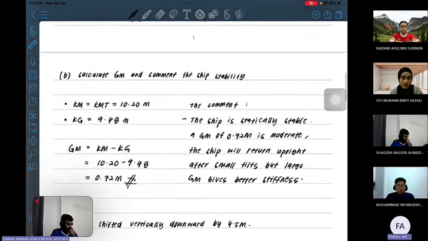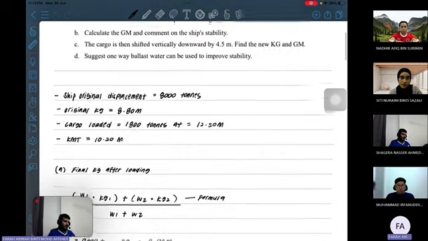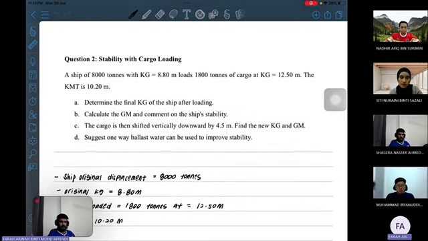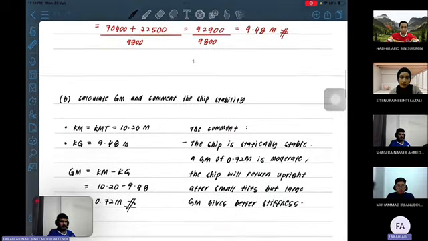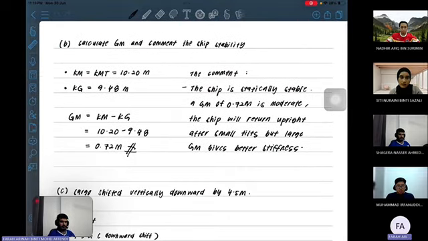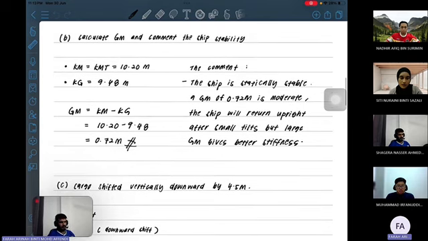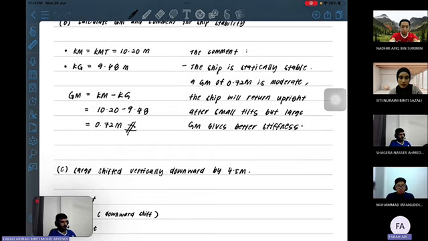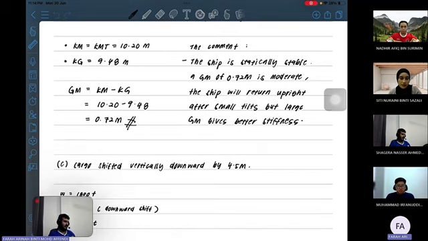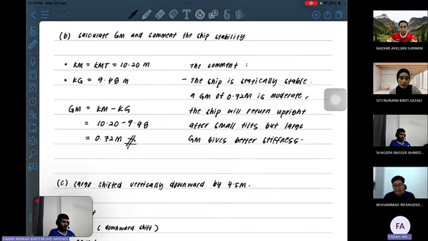So the next question is to calculate the GM and comment on the ship stability. KM is equal to KMT, 10.20 meter, and KG is 9.48 meter. We're going to use this formula: GM equals KM minus KG. And the answer that we will get is 0.72 meter. So the ship is statically stable.